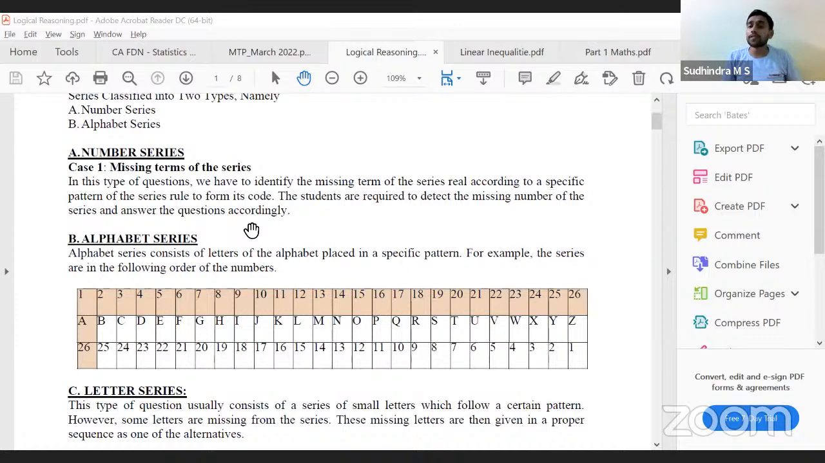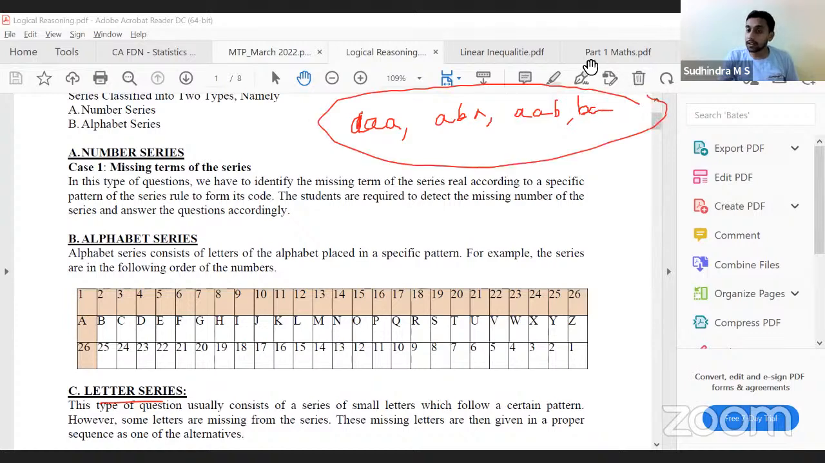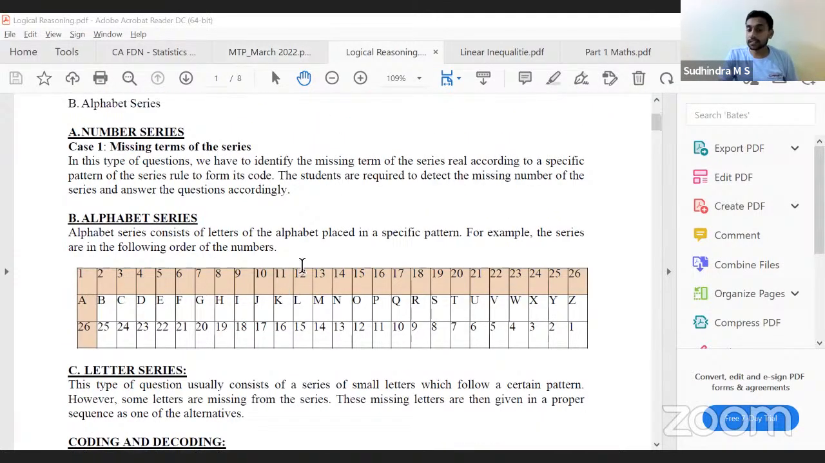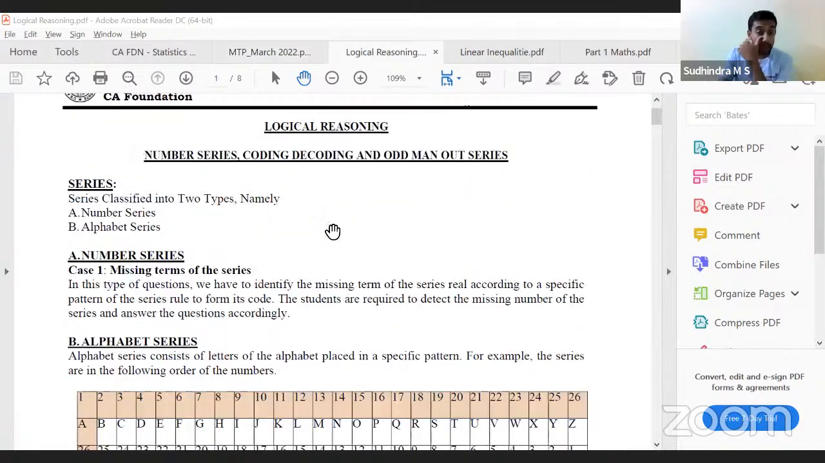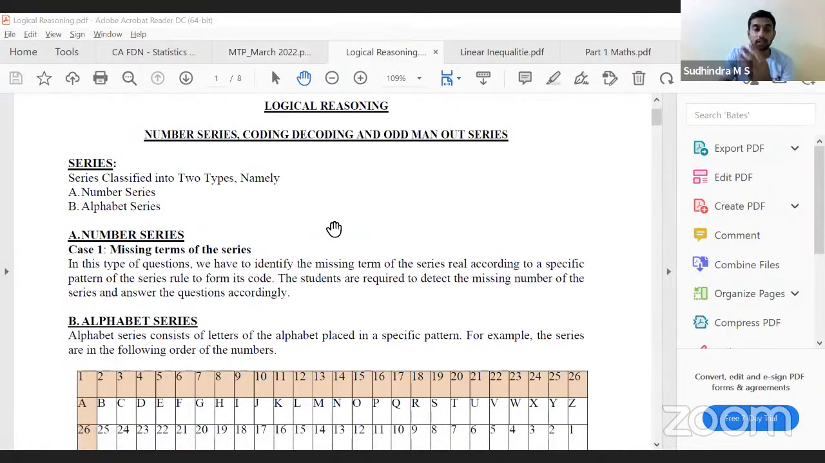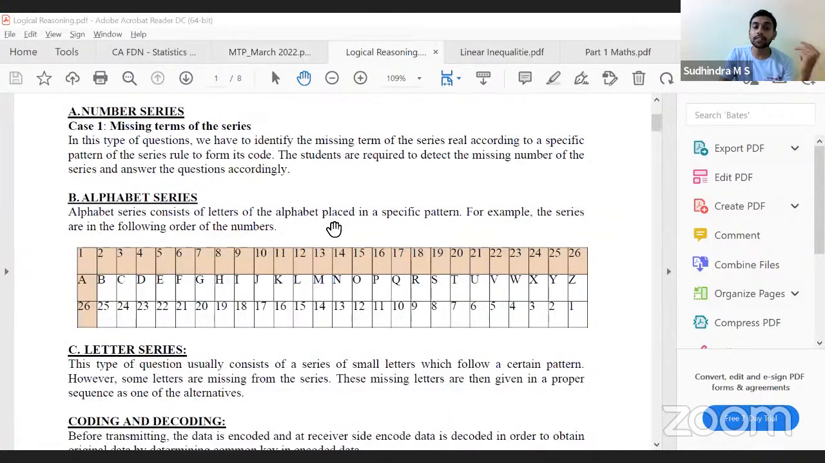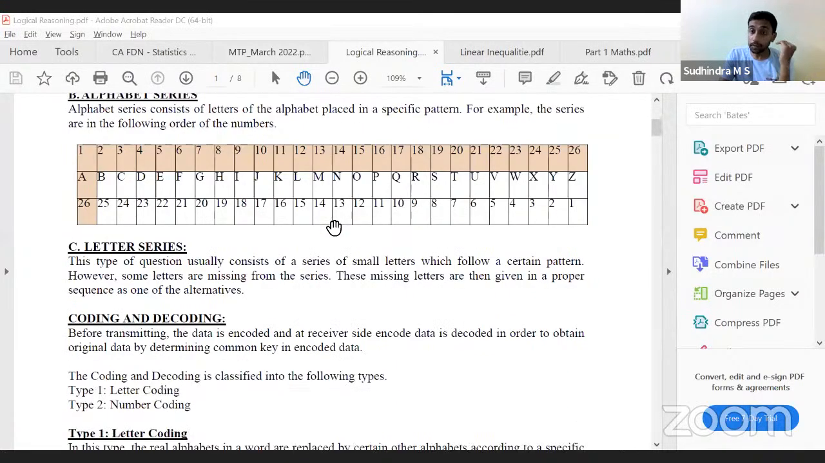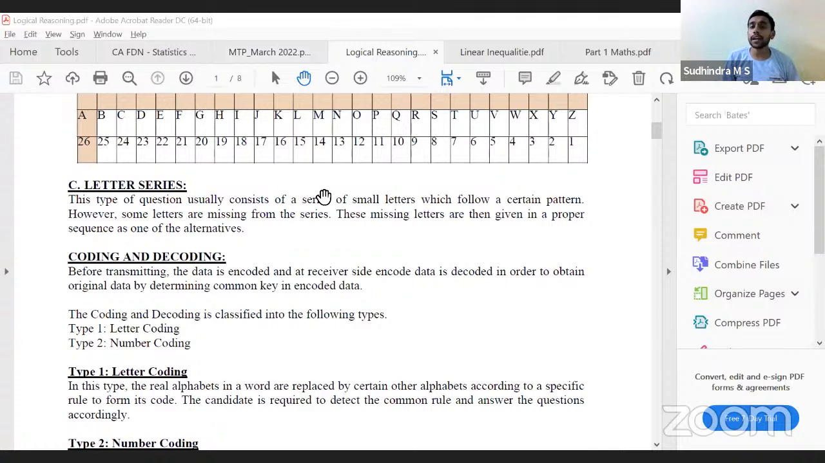Apart from numbers and alphabets, there could be letter-based series as well. Alphabet is individual, whereas letters are clubbed. So they can give you A, B, A, B, B, and such series patterns also can be given. So that is letter series. These are the different types of series based on which questions can be asked: number series, alphabet series, and letter series. Next one is coding and decoding.